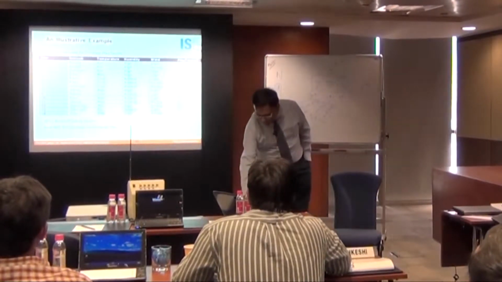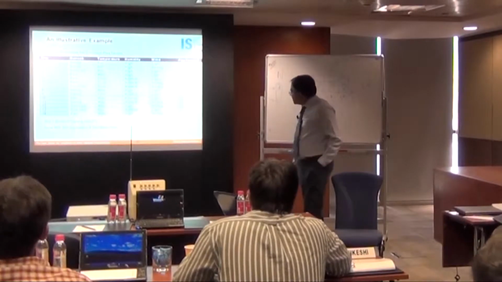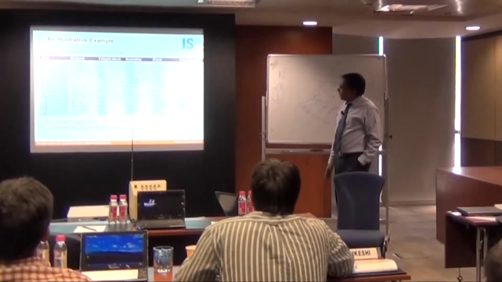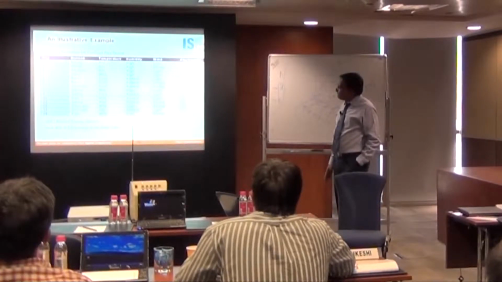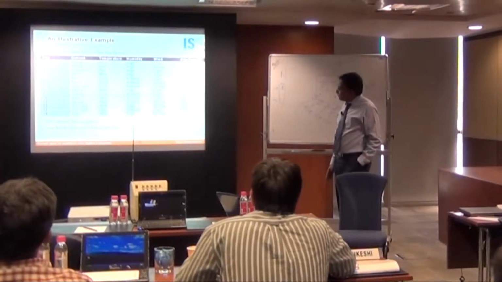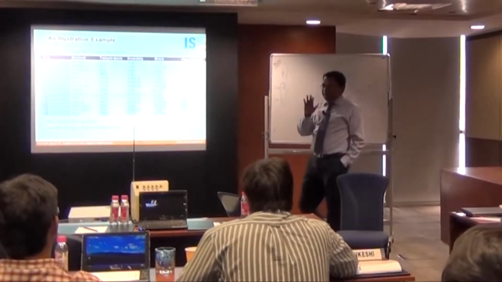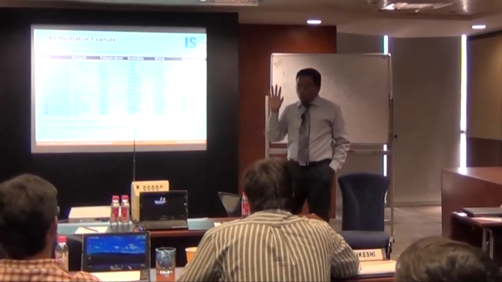So how do we build the decision tree? How many examples of yes and no? So what's the ground truth? 9 is yes and 5 is no. So 9 plus and 5 minus is the ground truth.